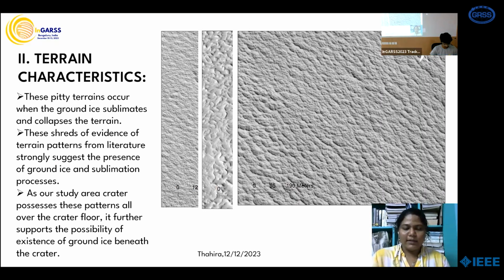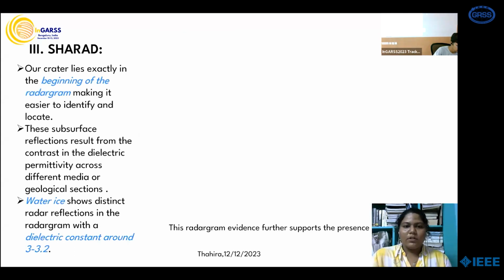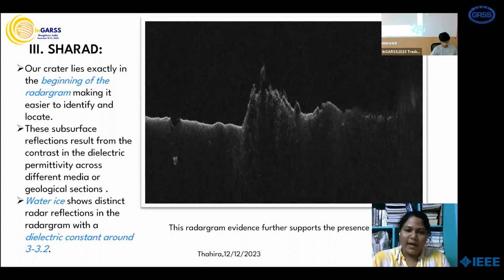So as our studied crater possesses these patterns all over the crater floor, it further supports the possibility of the existence of ground ice beneath the crater. These are the SHARAD radargrams. So our crater lies exactly at the beginning of the radargram, making it easy to identify and locate.